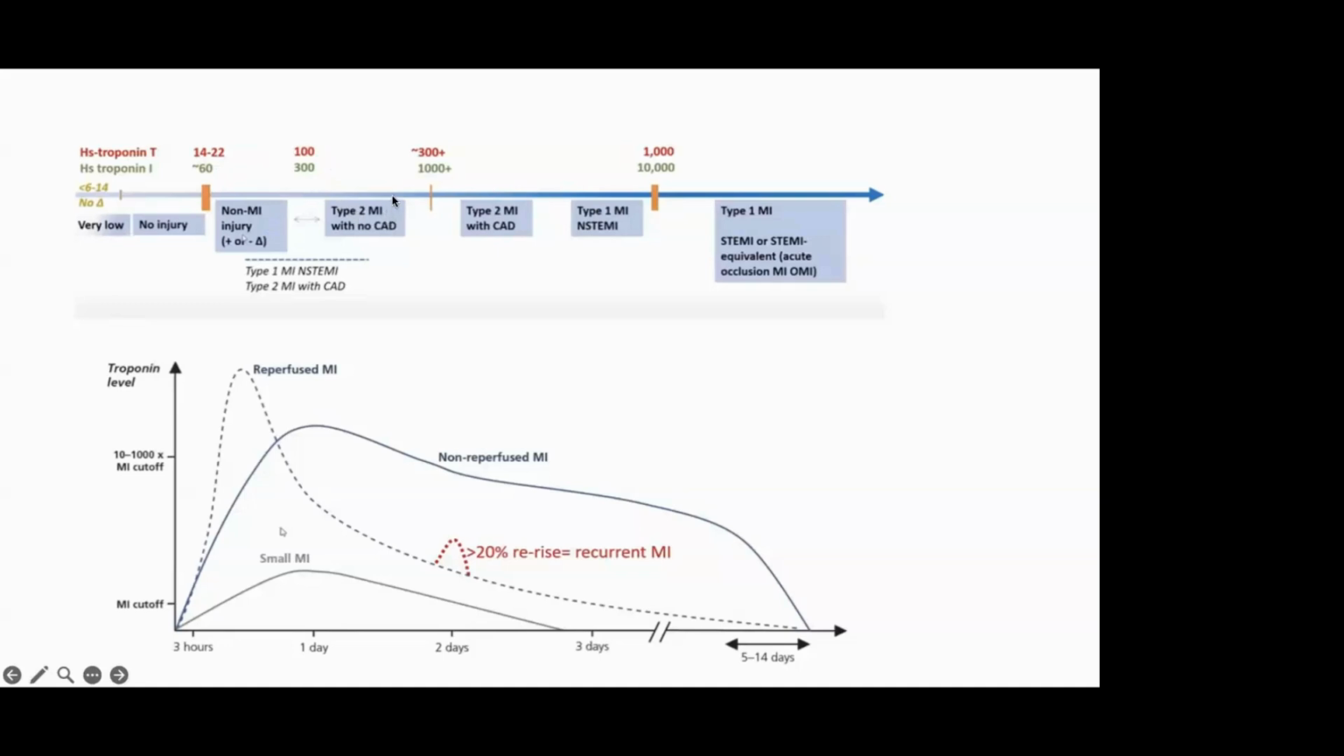In type 2 MI, there is an oxygen supply-demand mismatch. It will go up to 300, but not above 300. From 300 to 1000 can be the NSTEMI range. From above 1000 onwards, it can be plaque rupture. It can be the STEMI range. So you should know these ranges, or at least troponins for diagnosis of MI. And we will go to the ECG.